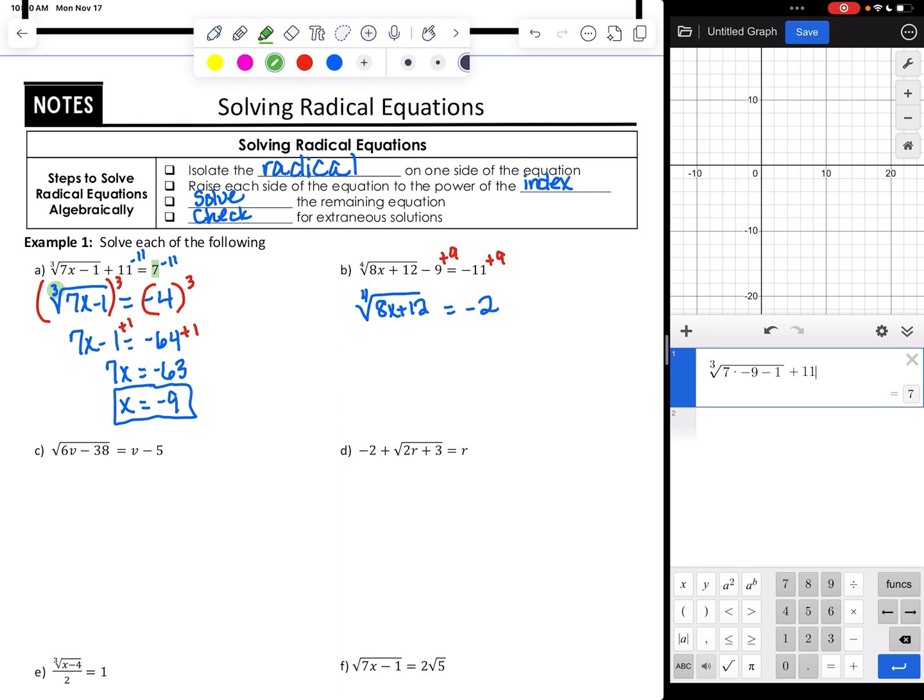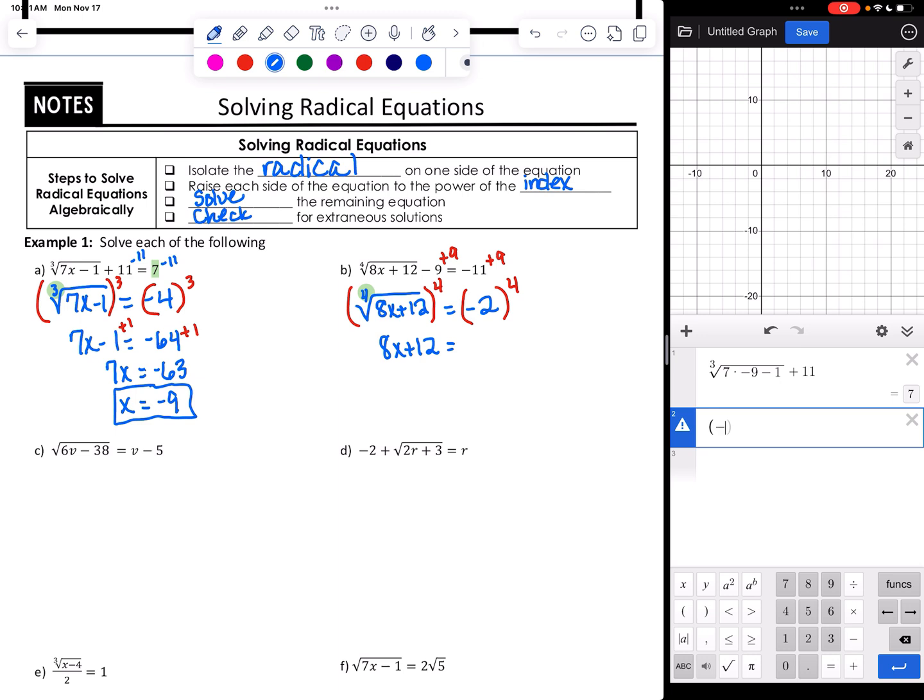Now, what I want you to notice in this problem is that our index is 4. That's very important because that tells us what power we're going to raise both sides to. So in our next step, I'll raise both sides to the fourth power. So the fourth root and the fourth power cancel each other out, and I'm left with 8x plus 12. And over here, I'm using parentheses because it's a negative, negative 2 to the fourth power, which gives me positive 16.